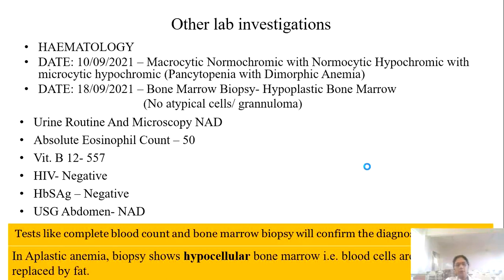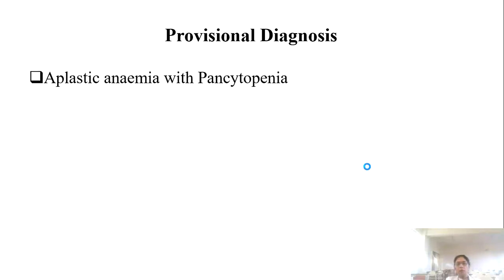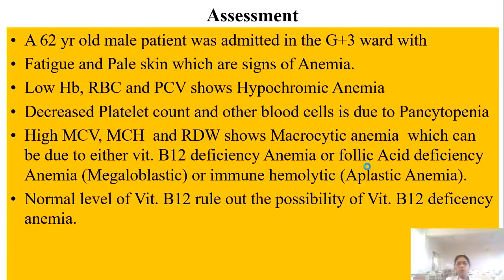In aplastic anemia, biopsy shows hypocellular bone marrow, that is, blood cells are fewer and they are replaced by fat. This is the physical examination, and the number of PCV transfusions and RDP transfusions are shown in these slides. The provisional diagnosis is aplastic anemia with pancytopenia. So this is the assessment which has been done.